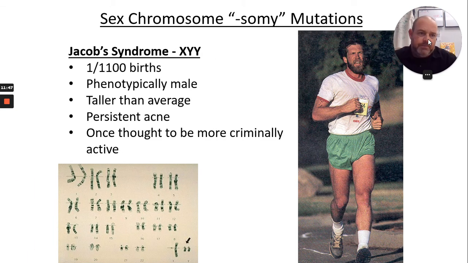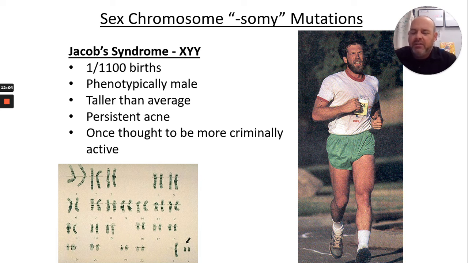Jacob syndrome. In this case, it's XYY. 1 in every 1,100 births, phenotypically male, taller than average, persistent acne, and once thought to be more criminally active, which is kind of silly to think about.